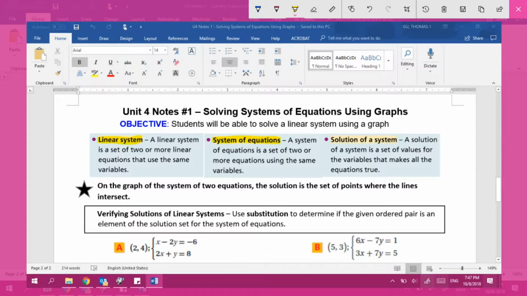And lastly, we've got a solution of a system. This is what we're looking for in all these problems that we're going to be doing this unit. So you got to know what a solution means. A solution of a system is a set of values for the variables that makes all the equations true. On the graph of a system of two equations, the solution is the point where the lines intersect. Usually you're going to have multiple equations, right? Those are lines, and the point where they intersect, that is the solution.